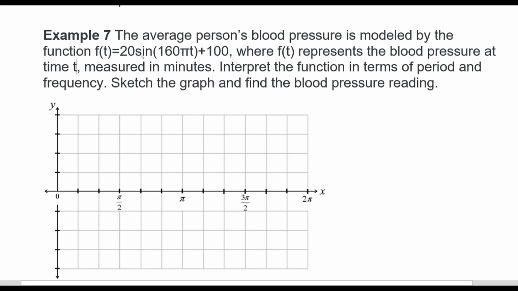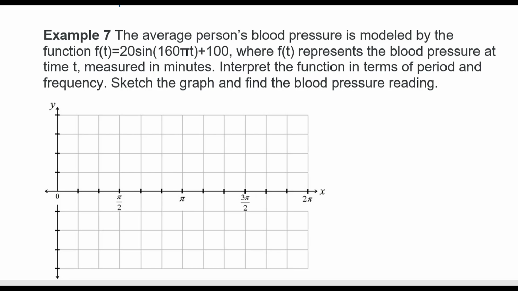It says the average person's blood pressure is modeled by function f of t equals 20 sine of 160 pi t plus 100, where f of t represents the blood pressure at time t, measured in minutes. Interpret the function in terms of the period and frequency, sketch a graph, and find the blood pressure reading.